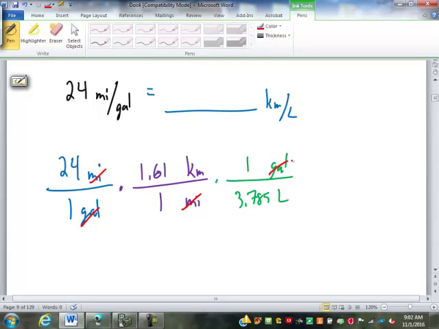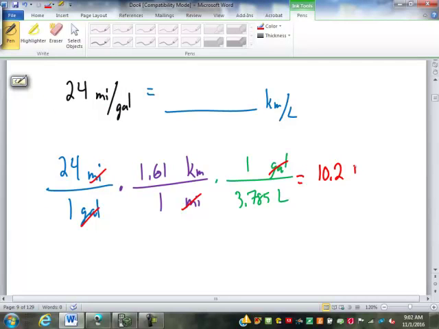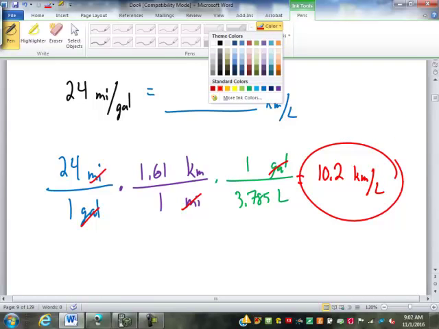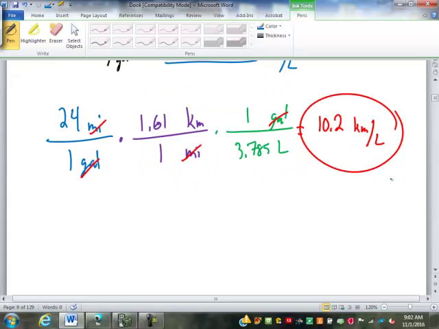So we got rid of the gallons. We're now in kilometers per liter. So this is 24 times 1.61 divided by 3.785. So you're getting 10.2 kilometers per liter. Now, if you do that, you said you're getting what, 8.9? Let's call it 9. Make it easy on us. You're 9 miles per gallon.